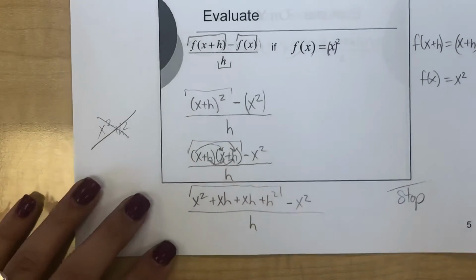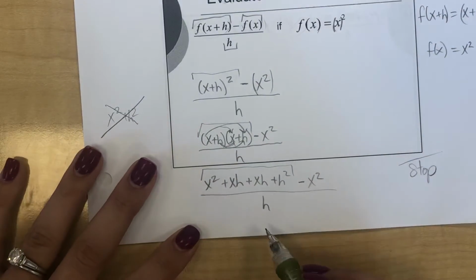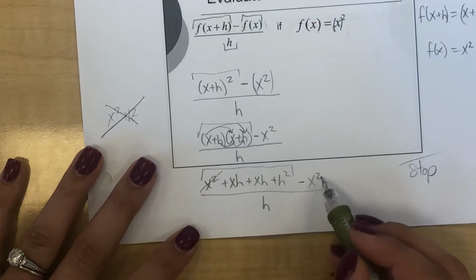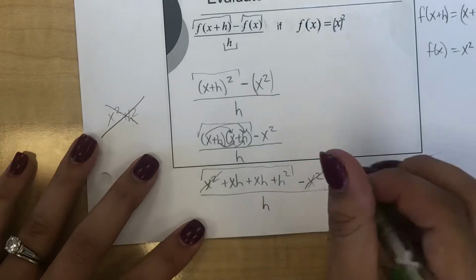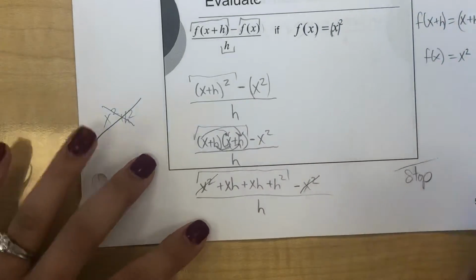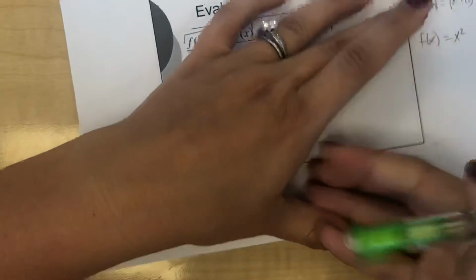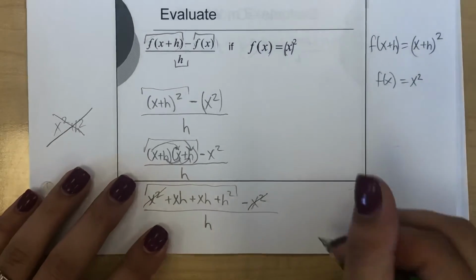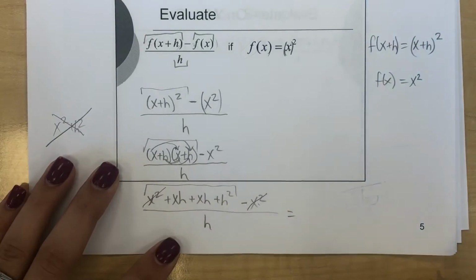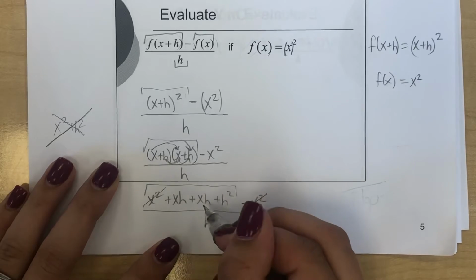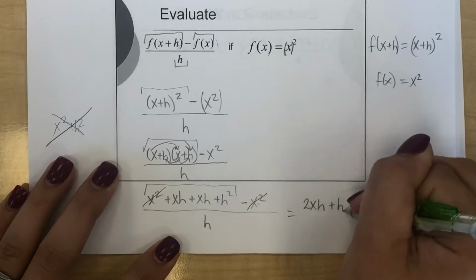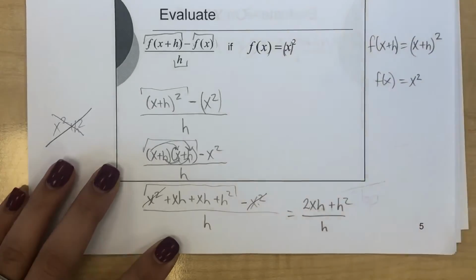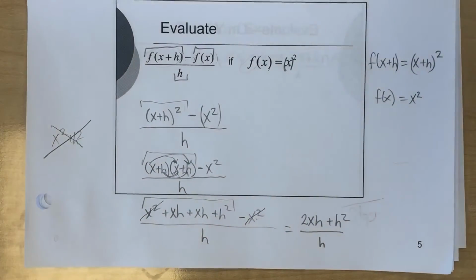Okay, so we're back. Let's see. Here's what I notice: this x squared cancels with that x squared. So that's your next step. Okay, the next step, I'm going to move horizontally now, would be those subtract to 0. xh plus xh is 2xh. So 2xh plus h squared all over h. You can simplify this further. Cool, sweet.